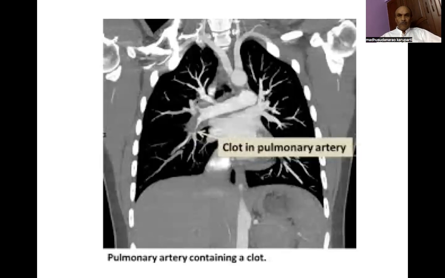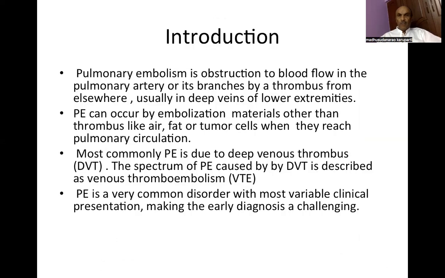So this picture is the CT chest, showing a clot in the pulmonary artery. Pulmonary embolism is obstruction to blood flow in the pulmonary artery or its branches due to the thrombus elsewhere in the body, most commonly in the deep venous thrombosis, most probably in the lower extremities. Pulmonary embolism can occur by embolization of material other than thrombus, like air, fat, tumor cells.